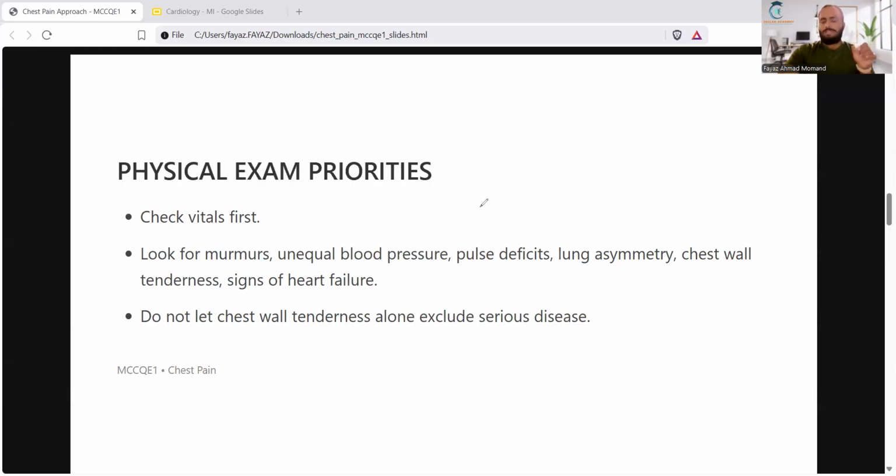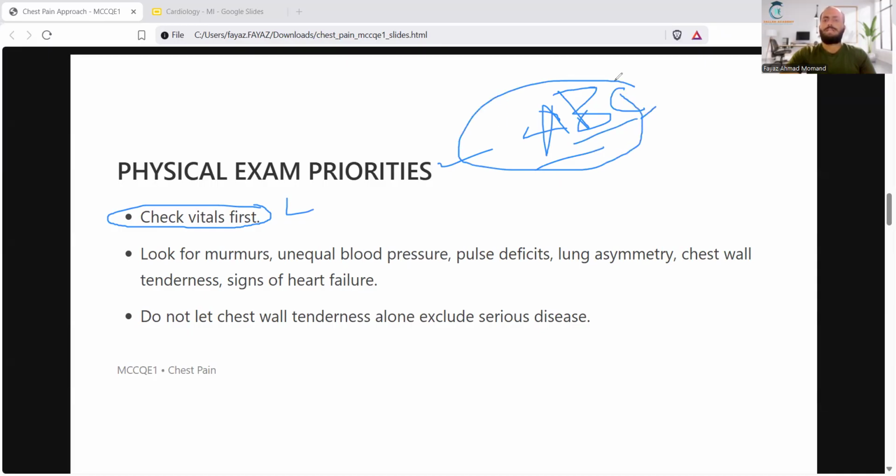Now, once you are done with the history, for the physical exam, the first thing, if the patient is stable, is vitals. If the patient is unstable, your ABCs: airway, breathing, circulation. Address these first before you do anything else. For stable patients, check vital signs. Look for new murmurs; sometimes MIs of the septum can cause new murmurs to show up. Check blood pressure in both upper limbs, and the difference between upper and lower limbs. Unequal blood pressure could indicate pathology with the aorta.